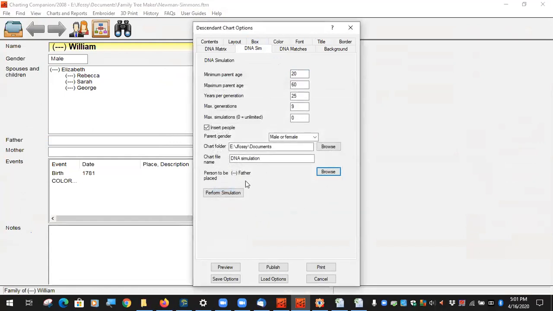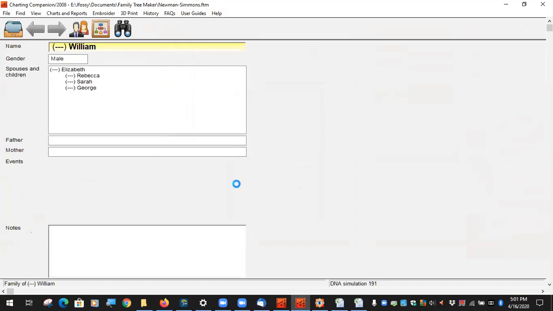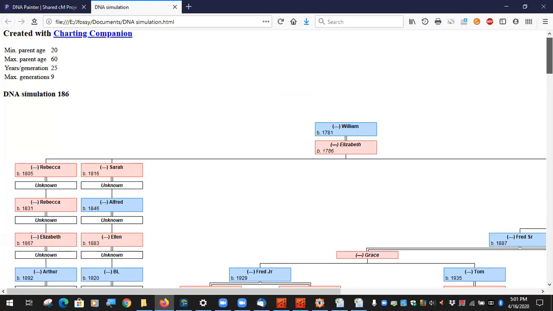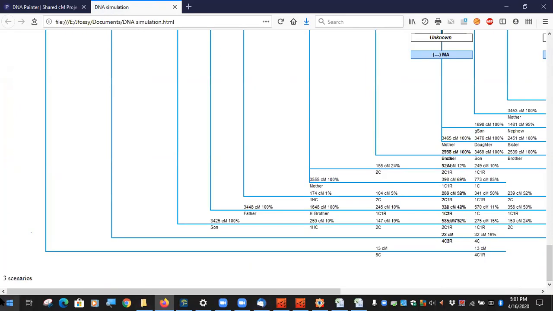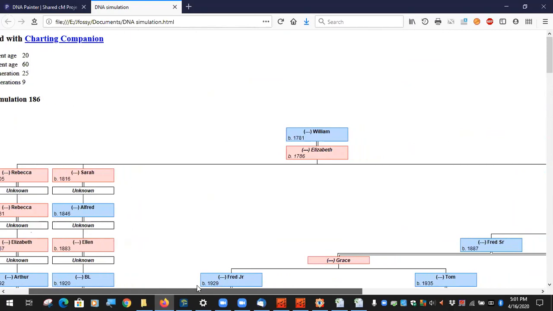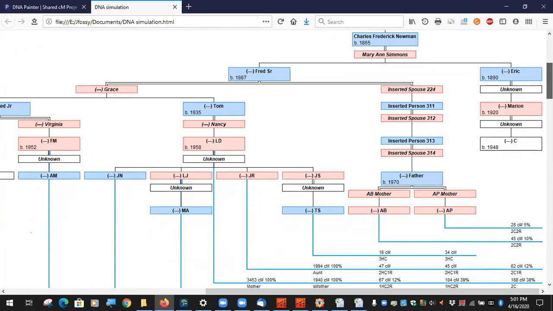There we go. Okay, so now we'll just tell it to perform the simulation. Now it's running the simulations, and this is relatively quick. If we just scroll all the way to the bottom, here it said three scenarios it came up with. And so here we go, you kind of start looking for the inserted person.